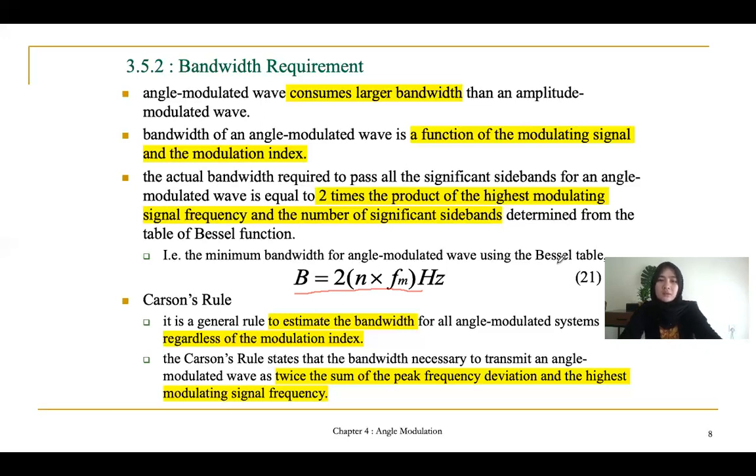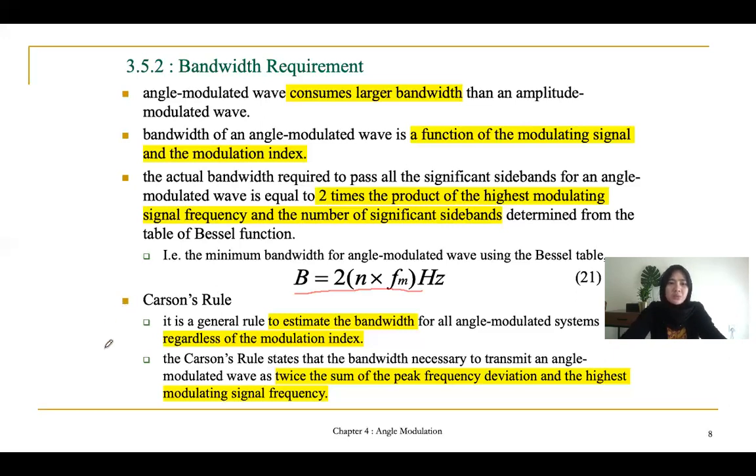The second technique is Carson's rule. Different from the Bessel function, Carson's rule is an estimation. It is used to estimate the bandwidth regardless of the modulation index. For the Bessel function, you will have the table, so for different modulation index, you will have a different number of significant sidebands. But Carson's rule is more of an estimation regardless of the modulation index.